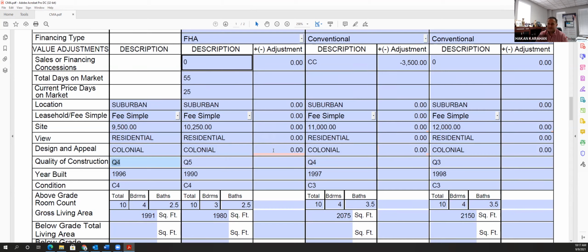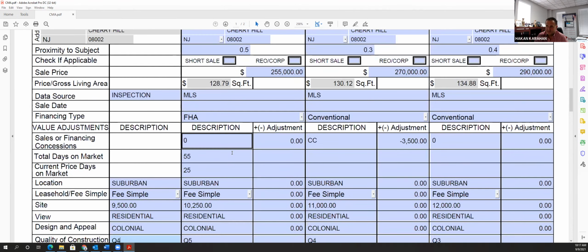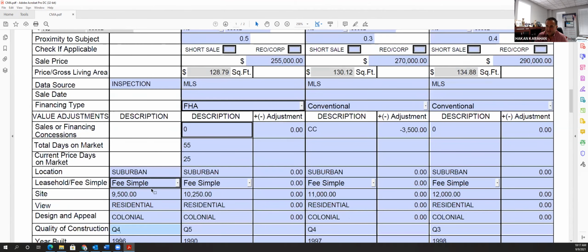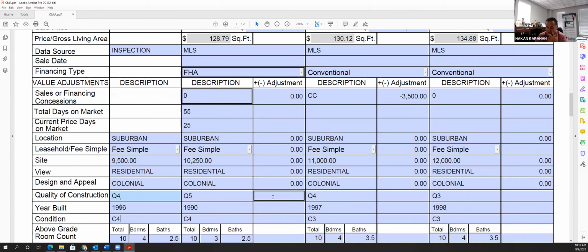So now let's talk about these Qs, and Q means quality. Q1 being the best quality, Q6 being the worst quality of all. Now, depending on the price range of the properties, these adjustments change dramatically, so we'll go over that. But right now, we want to do the CMA together first, then understand how the CMA is done and how price adjustments are done. So this property is Q4.